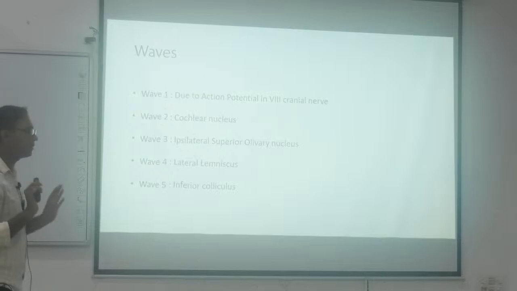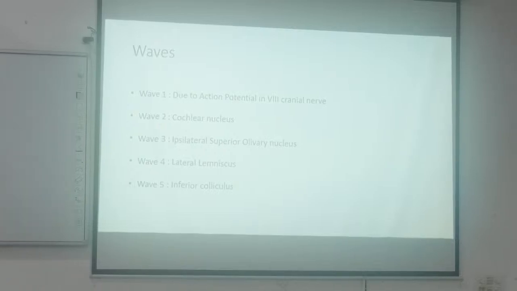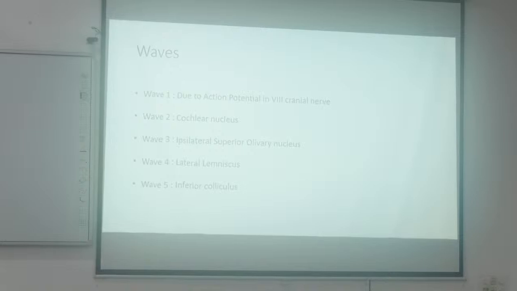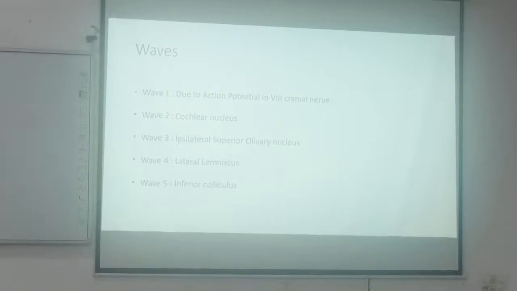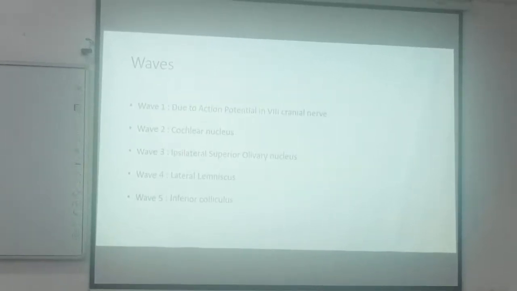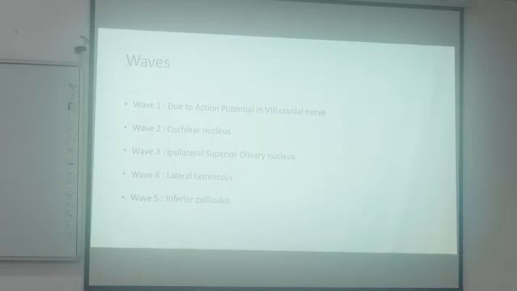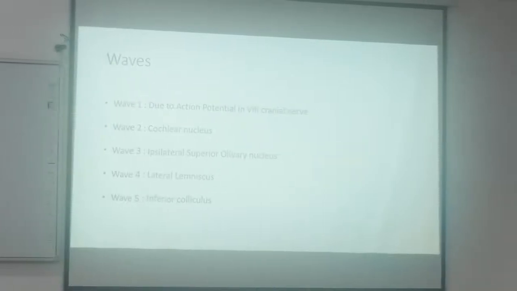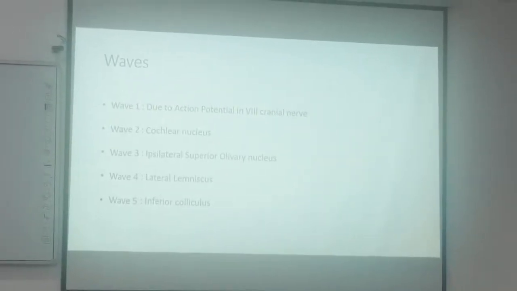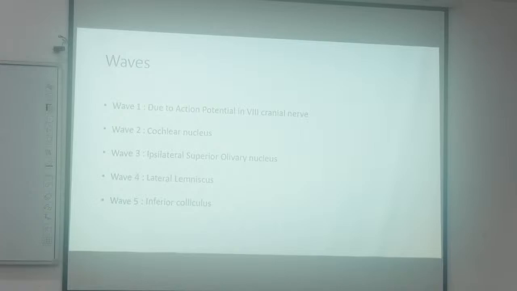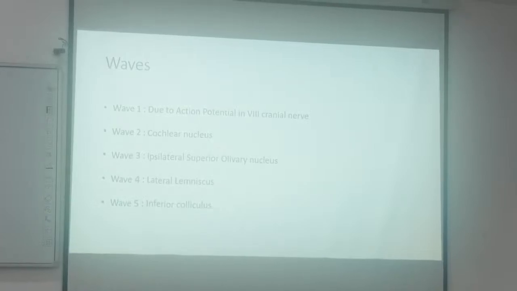Say for example in the auditory evoked response, in the curve we don't see wave 4. That means there is some issue with the lateral lemniscus. If we don't see waves 4 and 5, that means there is a block, or some damage, some neuronal lesion, or some pathology at the lateral lemniscus. So you will see only waves 1, 2 and 3 and not 4 and 5, right?